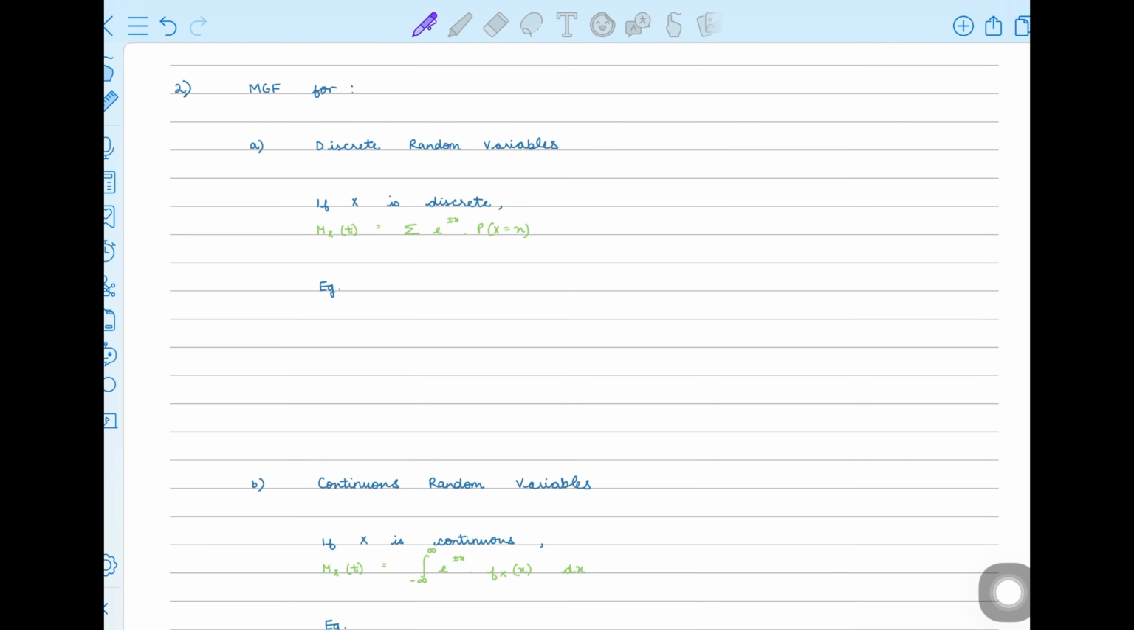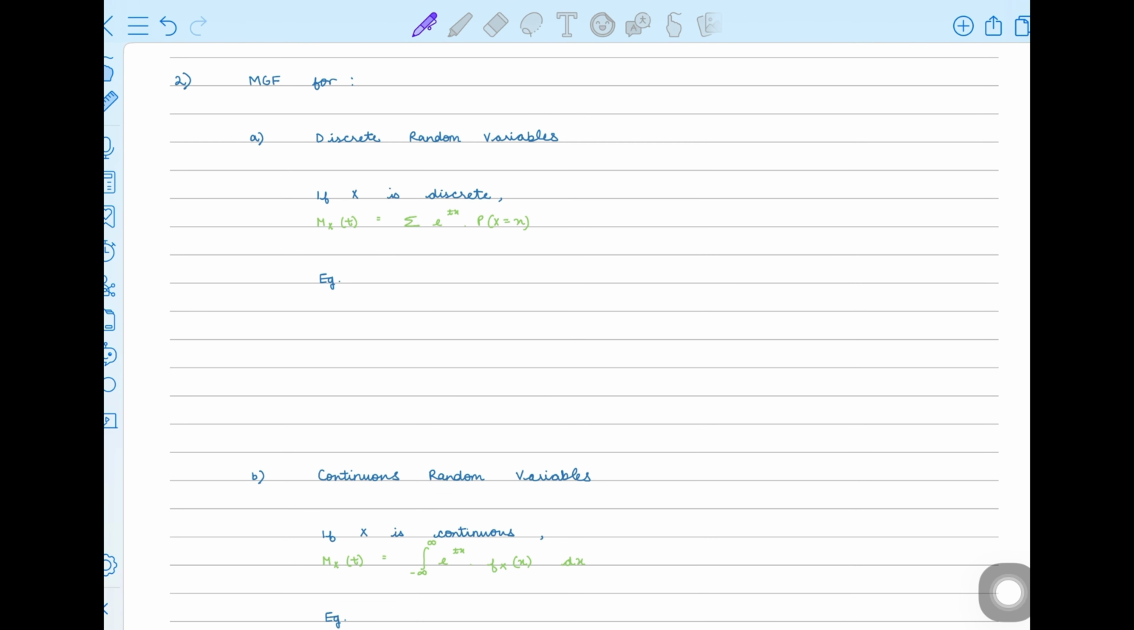We move on to the second property. For a discrete random variable X, the expectation is calculated using the summation. Therefore, the MGF becomes the summation of e to the power tx times the probability of x. This is because we take each value and multiply it by its probability. Let's understand this with an example. Suppose the probability of the random variable X equal to 1 is given by 0.3, and the probability of X equal to 2 is given by 0.7. Find the MGF.